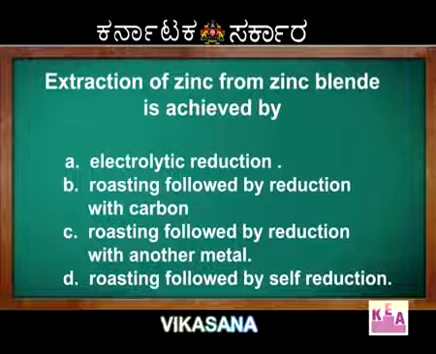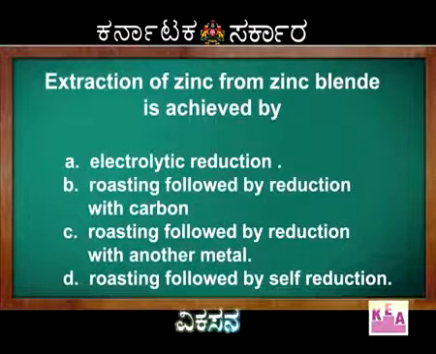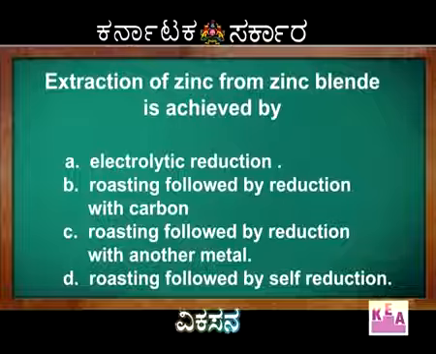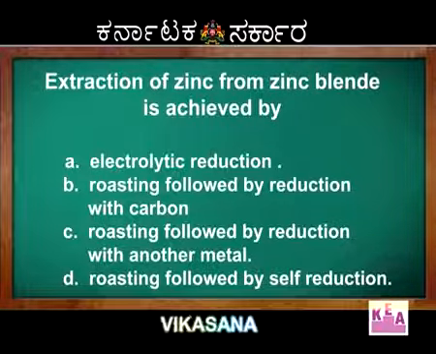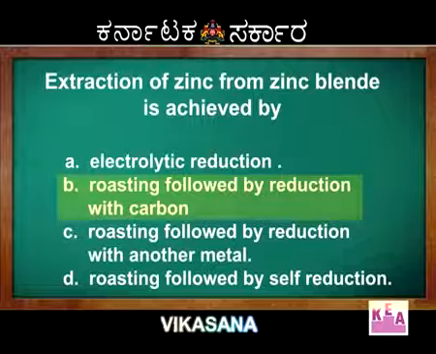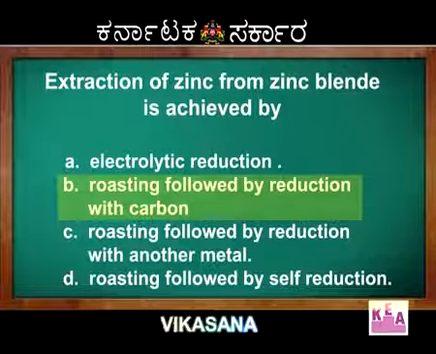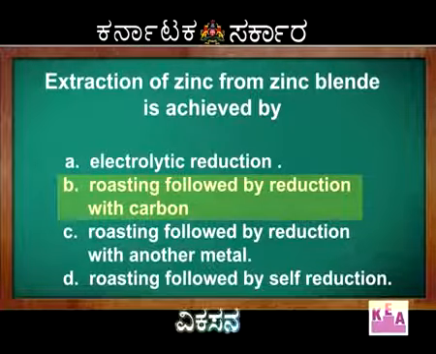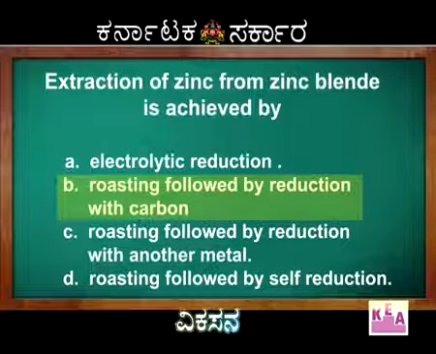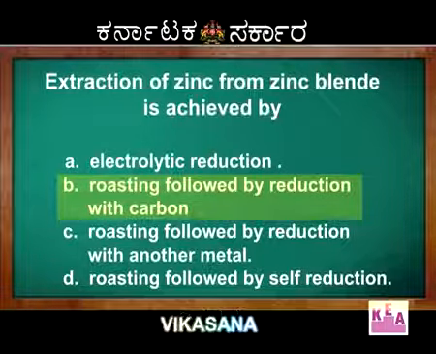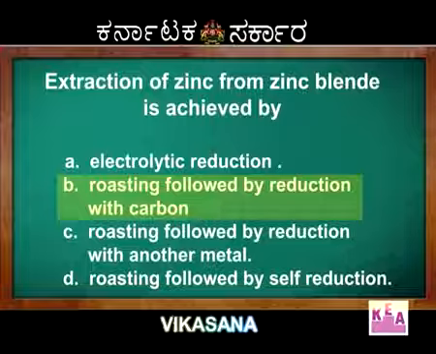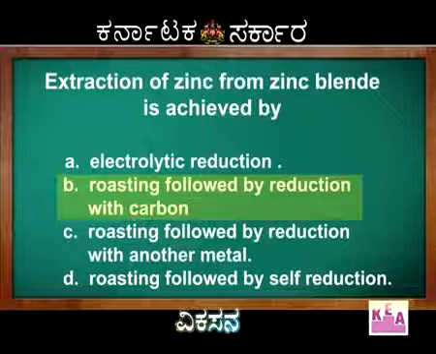Electrolytic refining is ruled out. Roasting followed by reduction with carbon is most appropriate. Therefore, option B is the right answer. Let us look into the others. Roasting followed by reduction with another metal: the first part is right, but the concluding part is not right. Therefore, I go for option B, roasting followed by reduction with carbon.